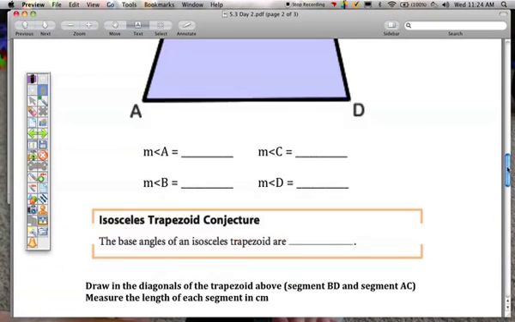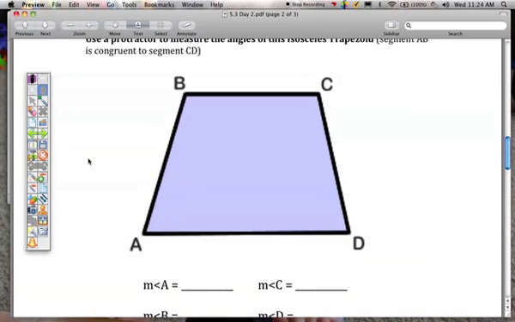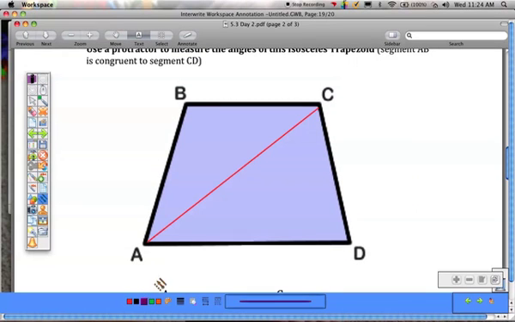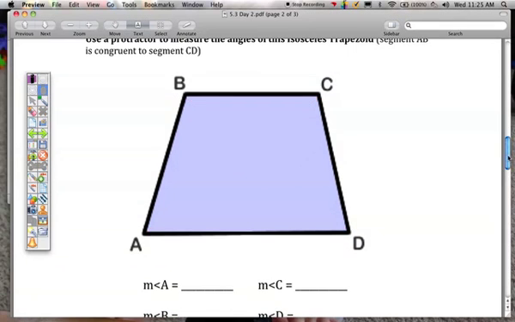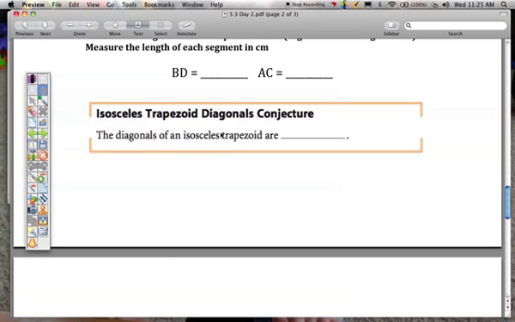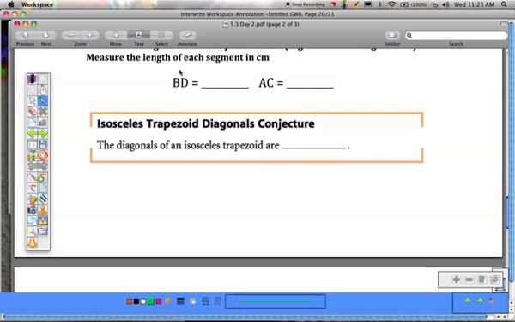Okay, the next one, draw the diagonals above and measure them. So they're saying, all right, draw a diagonal. Okay, so if you measure those, they end up being congruent. So the next property, just for an isosceles trapezoid, not any other type of trapezoid: the diagonals of an isosceles trapezoid are congruent, just like the base angles are congruent.